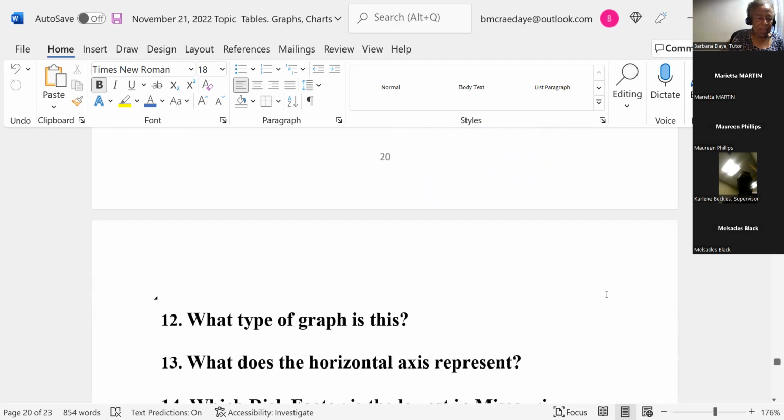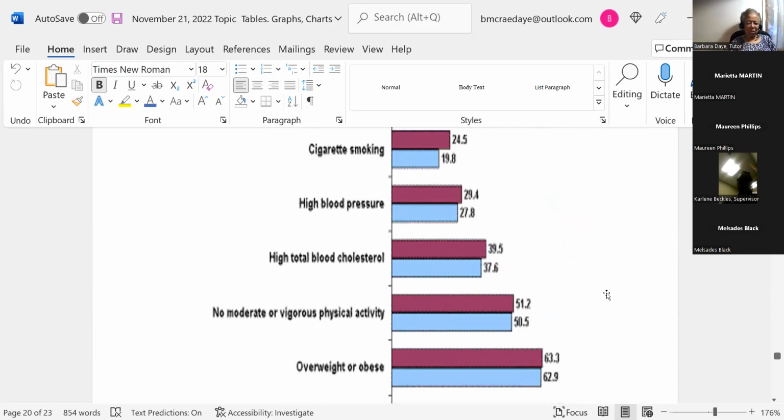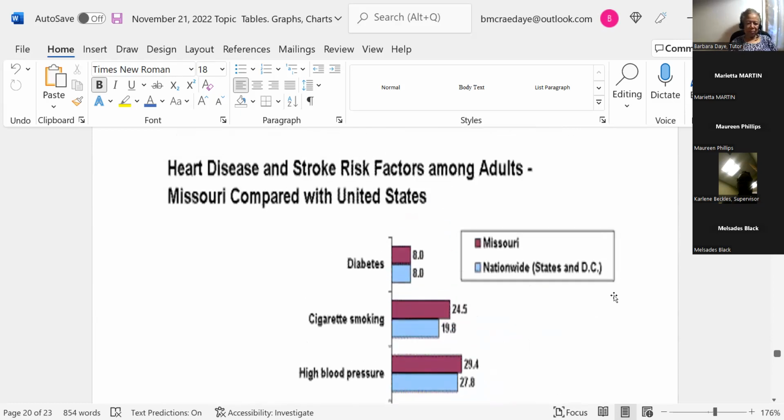Now, using that, what type of graph is this? What would you say? When I say type, the types are what? Line graph, bar graph, single bar graph, double bar graph, pie chart. So what would it be, Maureen? A double bar graph. Yeah, it's a double bar graph.